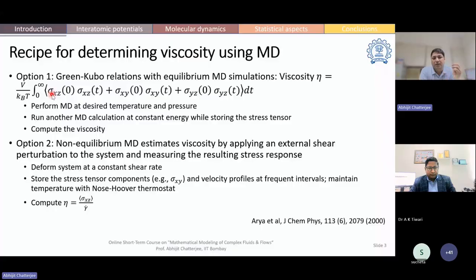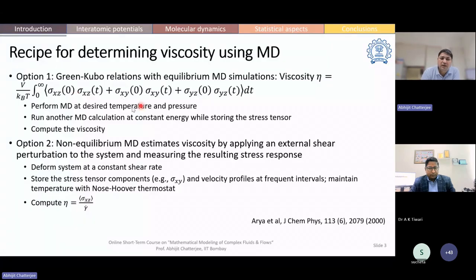So typically we have to specify two indices, and here we're looking at the cross terms in the stress tensor, and we have the stress at x and z at time 0, and the same stress at time t, right? So this kind of a quantity is called an autocorrelation function. It's a time correlation function, and we need to integrate over time these different terms to estimate the viscosity, right? So it's a fairly straightforward equation.